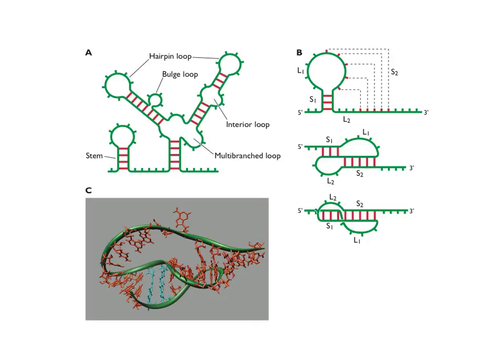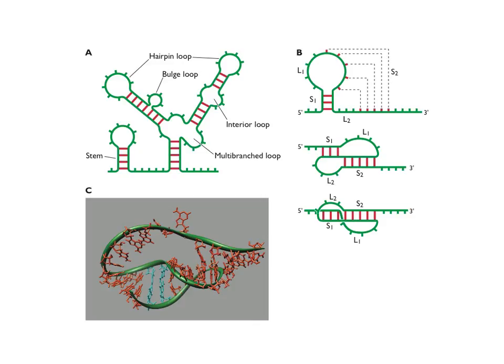And you can get some very interesting complicated structures. You can get hairpin loops, bulge loops on the sides like this, multi-branched loops. You can get multiple stem loops and so forth. And these have a variety of functions in RNA replication. They're recognition sites for proteins. They can be termination sites. And we'll encounter these as we move along. I want you to know what we're talking about.